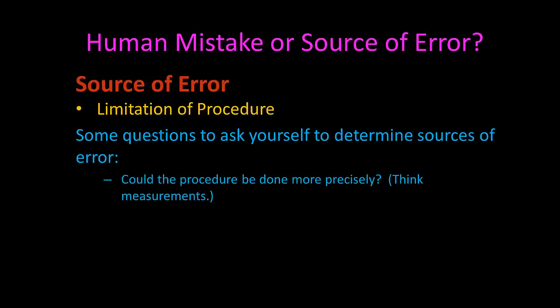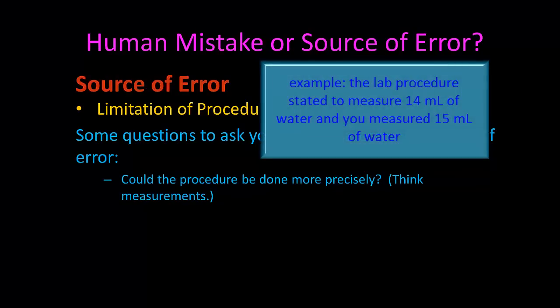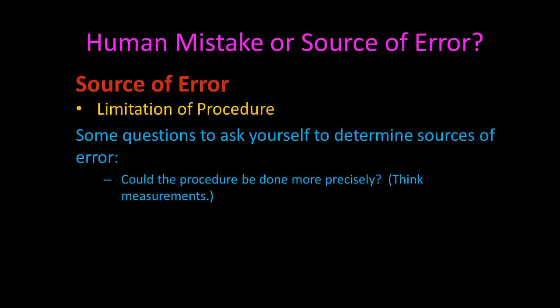Could the procedure be done more precisely? An example would be if the procedure said to measure 14 milliliters of water and you used a beaker when you could have used a graduated cylinder. A beaker may be able to measure at best plus or minus 5 milliliters. So you could have measured anywhere between 15 milliliters of water and 25 milliliters of water with a beaker. A graduated cylinder is more precise and could measure anywhere from 19.5 milliliters of water to 20.5 milliliters of water. So if the answer to this question is yes, then it could be a source of error.